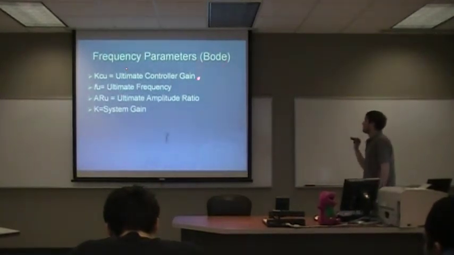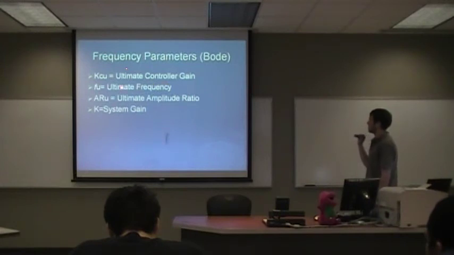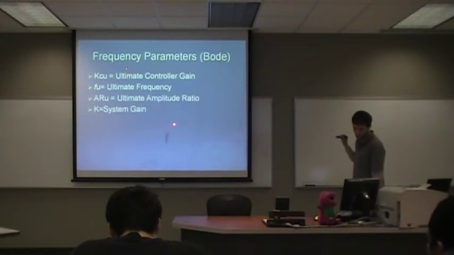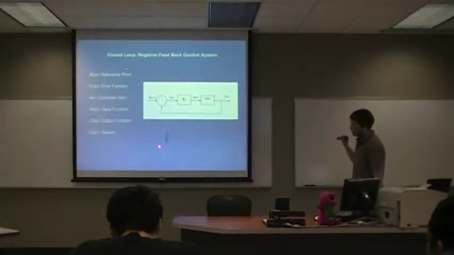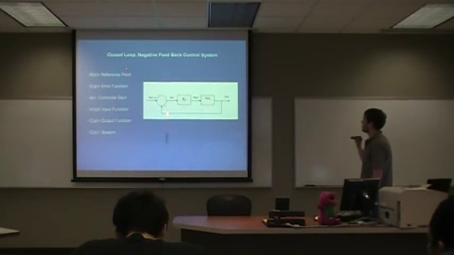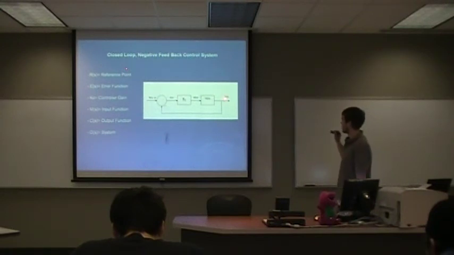Here are the frequency parameters for Bode that we used: KCU is the ultimate controller gain, FU is the ultimate frequency, ARU is the ultimate amplitude ratio, and K is the system gain. And what I want to show here is, of course, the closed loop negative feedback controller, where RFS is your reference point, EFS is the error function, and we have KC, which is our controller gain, and then what I showed you earlier, which is added on with the input, the manipulated input function, our system, and then the controlled output function.